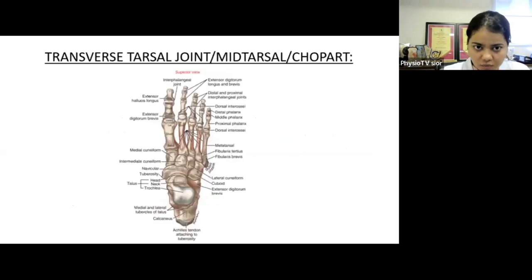Moving further to the transverse tarsal joint. Now, this is formed by the talonavicular joint, so this is my talonavicular joint, and you have the calcaneocuboid joint. So if you see, this is an S-shaped structure and it is immobile in a weight-bearing foot. So talonavicular is formed between the convex head of the talus and the concave aspect of the posterior aspect of the navicular bone. And it shares this joint capsule with my subtalar joint like we had discussed.